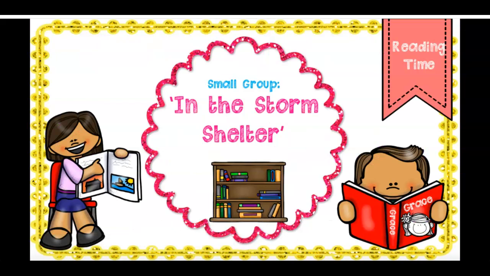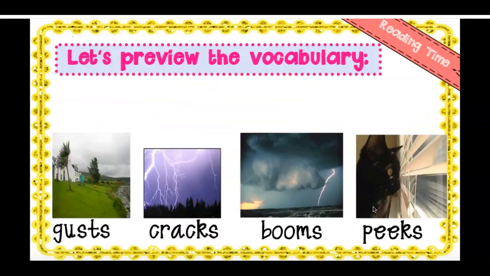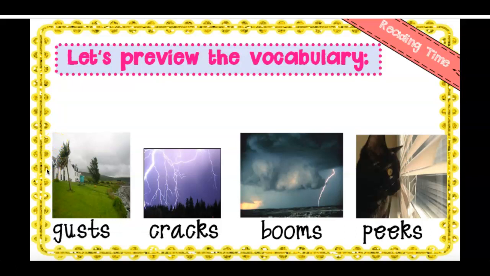We're going to move on to our story for today, which is In the Storm Shelter. And today's story continues Spencer's adventure in the storm shelter. Here are some vocabulary words that we're going to read in our story today. This first picture, you see the tree blowing? The word is gusts. Gusts. And that means that the wind blows strongly for a short time. So if there's a gust of wind, it blows strongly for a short time.